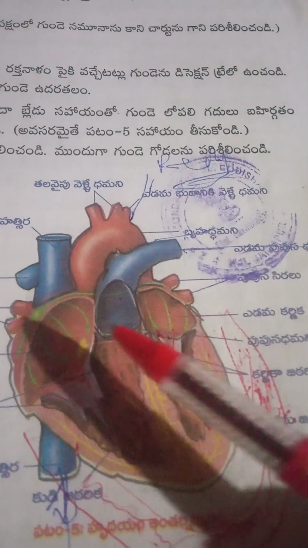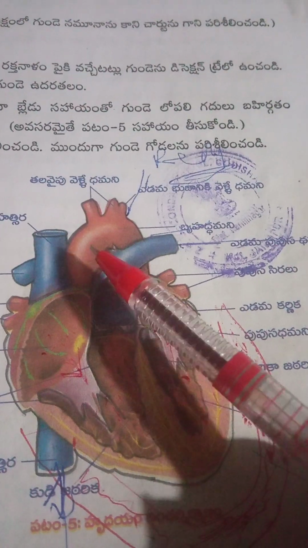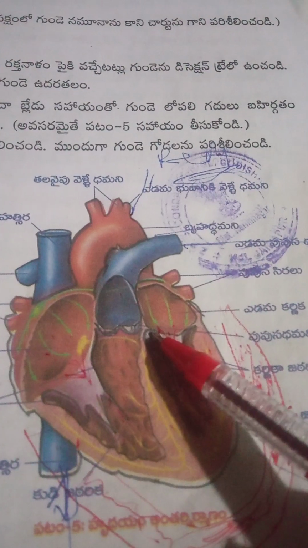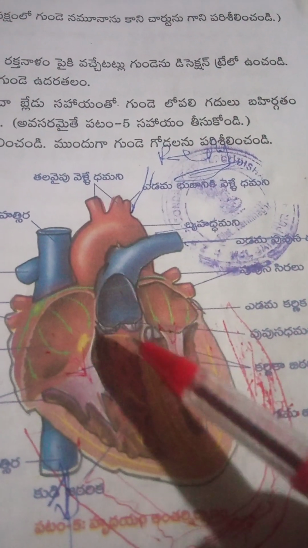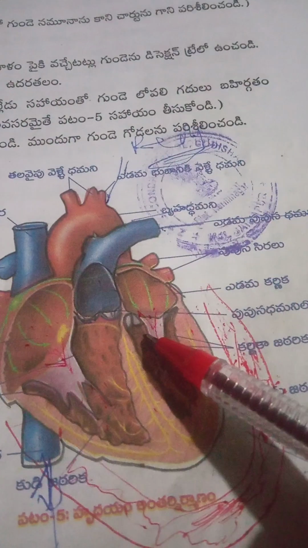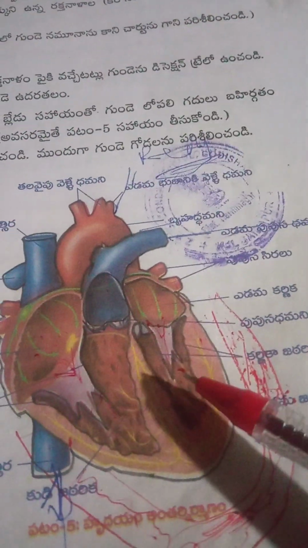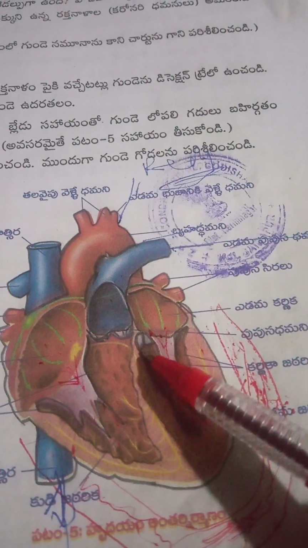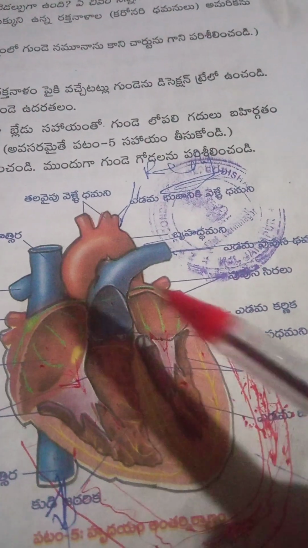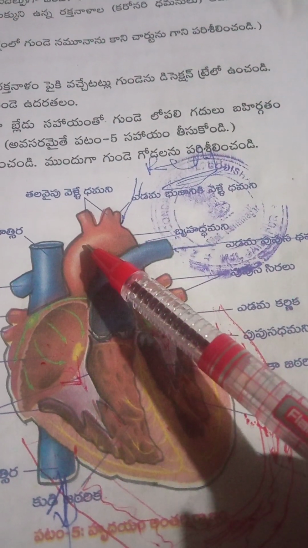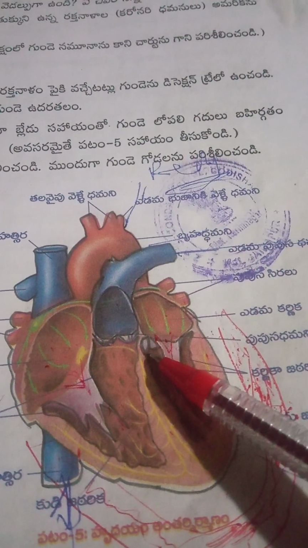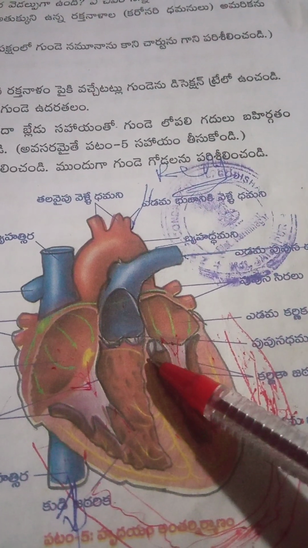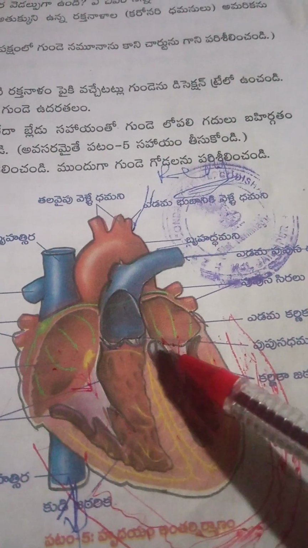Here is one more valve, and this is the aorta. The aorta opens into the left ventricle. There is a valve present in between the left ventricle and the aorta. Here we can observe one more valve. It is called the systemic valve. Tricuspid valve, bicuspid valve, and one more valve.